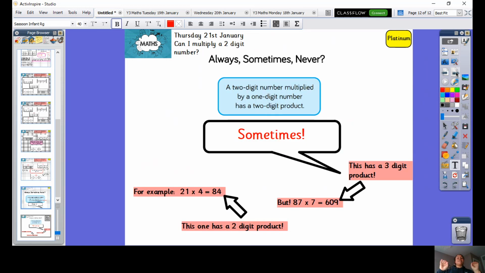Okay, the answer to this one is sometimes. So it is sometimes true and sometimes not true. So a 2-digit number multiplied by a 1-digit number does sometimes give you a 2-digit answer. So I've given you an example down here. 21 times 4 will give you an answer of 84. You might have used a grid method to help you solve this and to help you think about whether you think your answer is true sometimes or never or always. My answer here is a 2-digit answer. But if I tried 87 times 7, my answer is 609. And that's a 3-digit product. So have a little look here. Did you get the answer right?